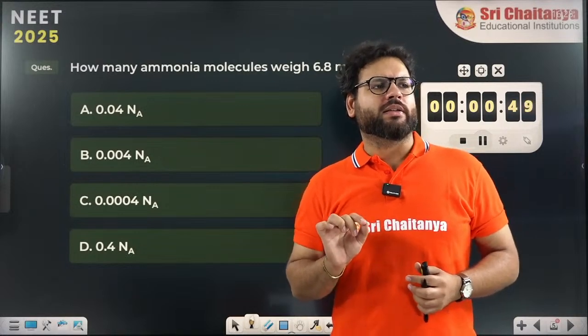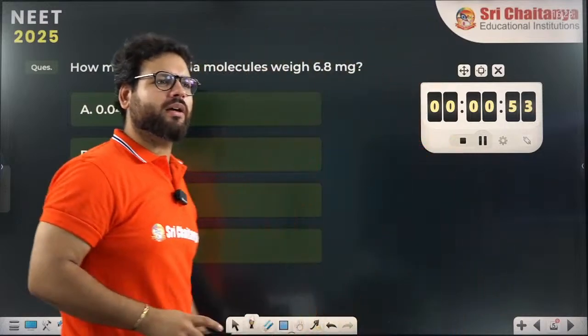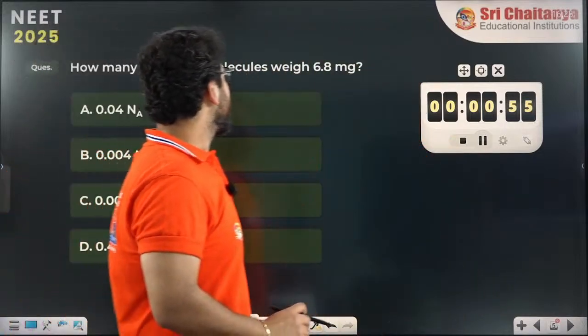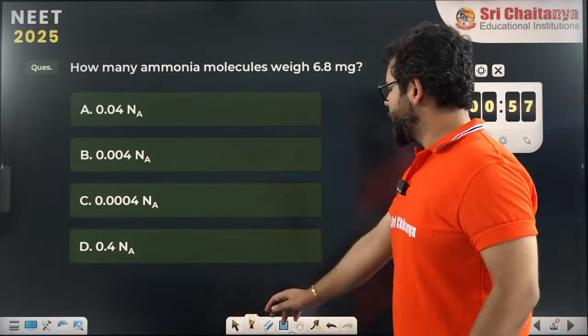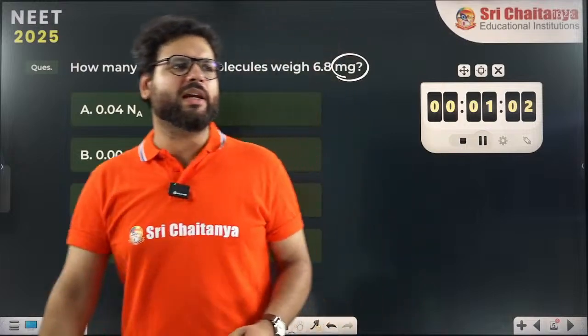Yes. C, Debandatta, B, A. Okay, all of you are giving different answers. Beta, it is milligram. Are you seeing properly? It is milligram. It is not gram. Milligram.